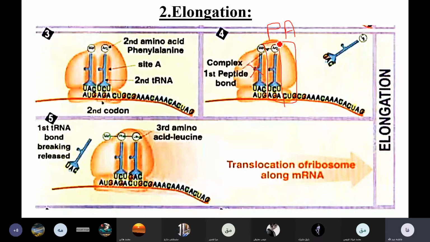This is why this is called the peptide site. Peptide means it is the place where the transfer RNA is carrying a peptide. A site, amino acid site, means where the transfer RNA will be carrying only one amino acid. So this transfer RNA will come and sit here, in this shape, as you see.